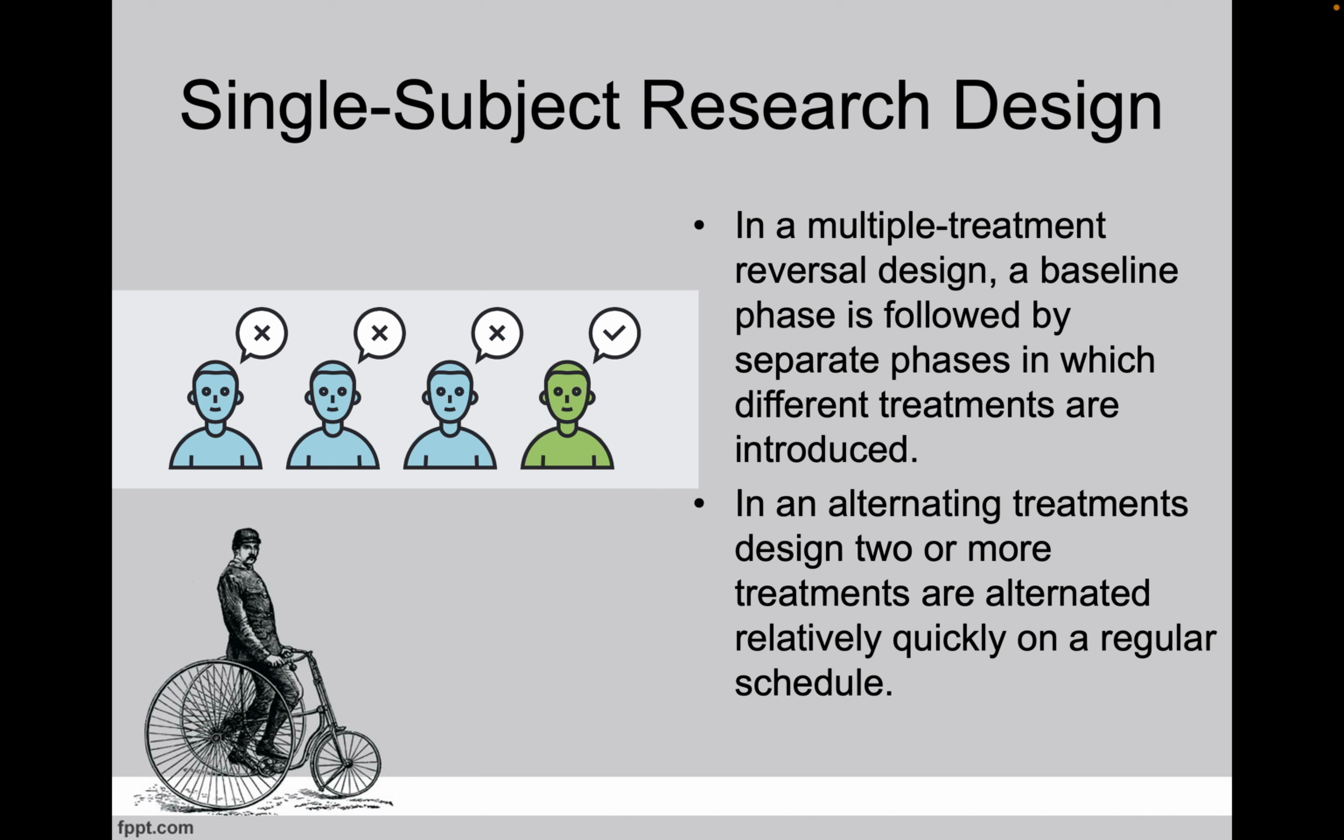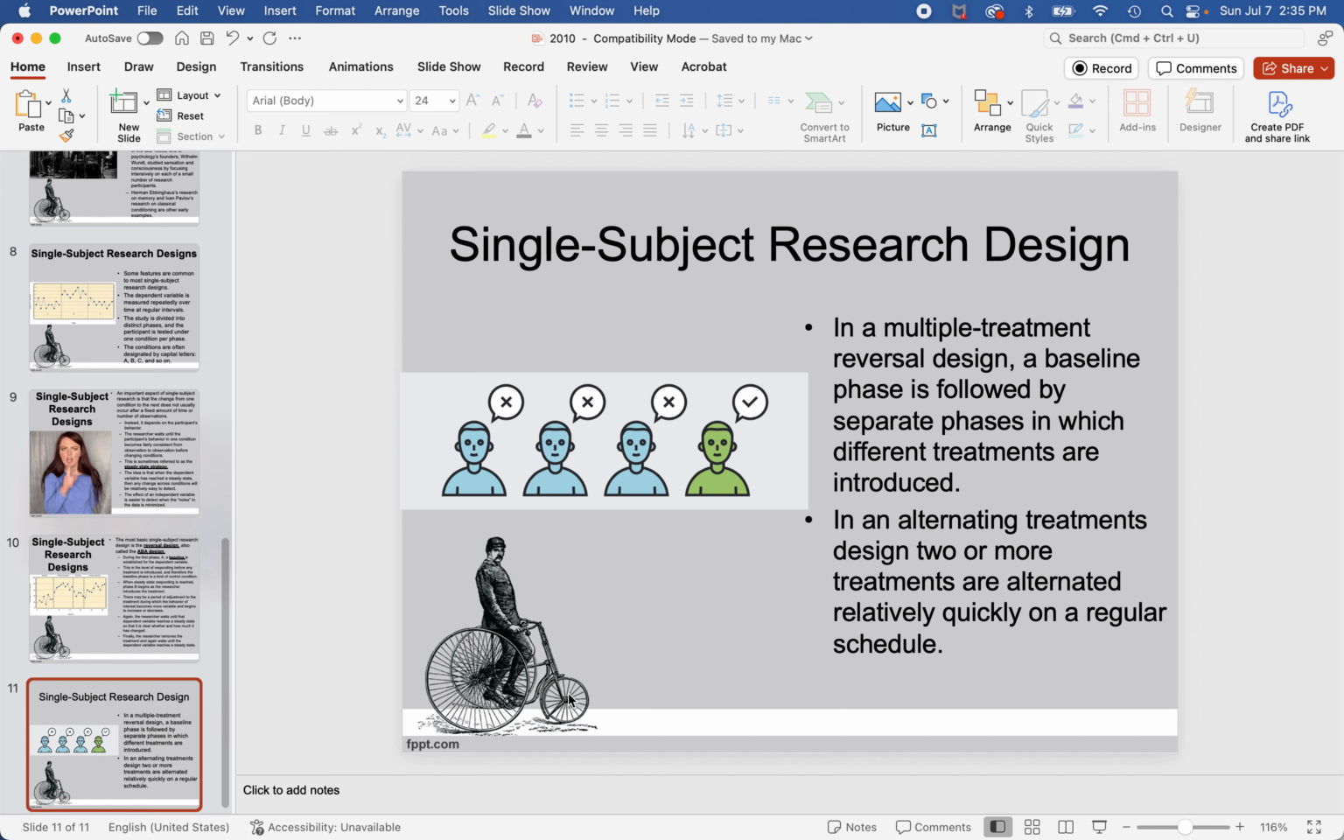In a multiple treatment reversal design, a baseline phase is followed by separate phases in which different treatments are introduced. In an alternating treatments design, two or more treatments are alternated relatively quickly on a regular schedule. And that actually is it. I was a little shocked that there wasn't more information in there, but that was it.